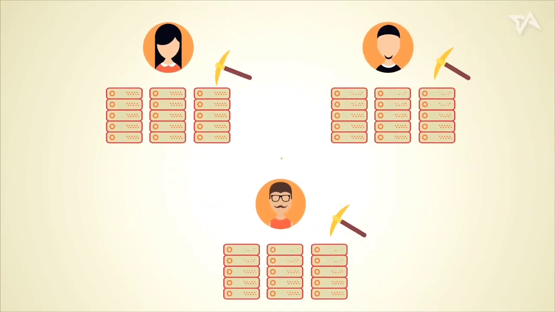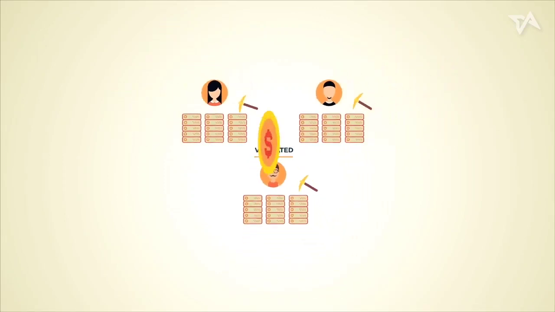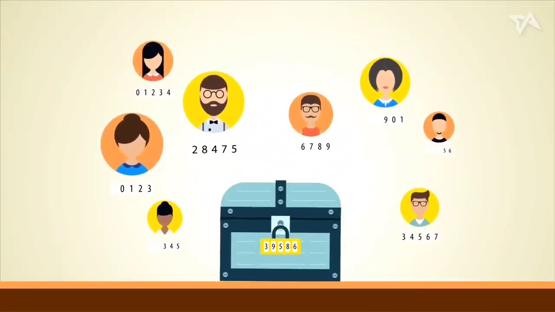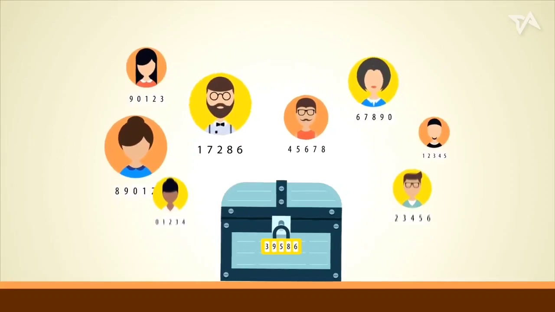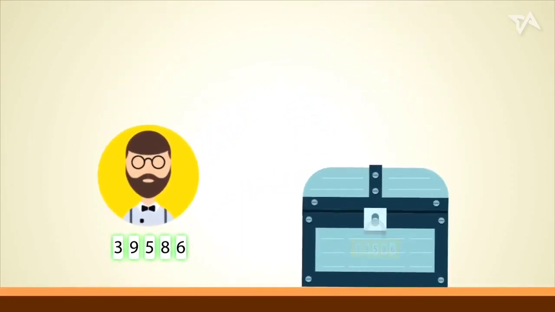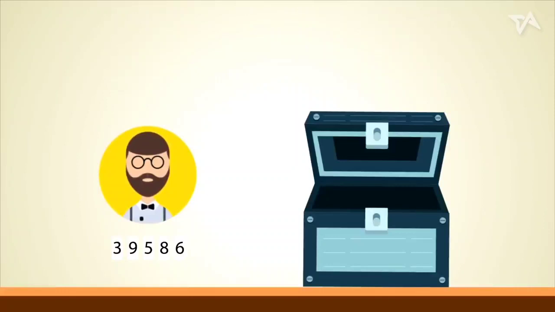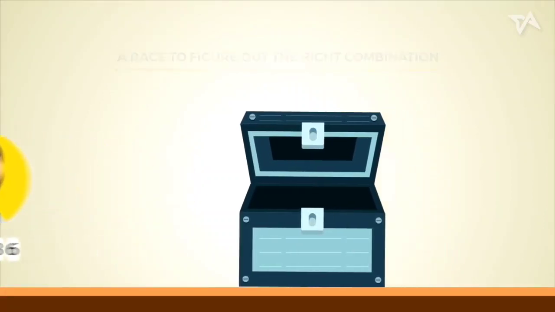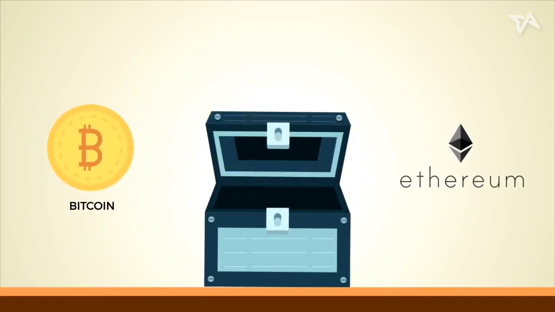A reward in the form of a cryptocurrency is issued to the first miner who cracks the problem. Lost? Well, let's break it down. Imagine a group of treasure hunters trying to open a chest with a complicated lock attached to it. Figuring out the correct combination is tedious, but the first person to do so gets rewarded. Simply put, proof of work is a race to figure out the right combination on a treasure chest. Cryptocurrencies like Bitcoin and Ethereum use the proof of work mechanism.